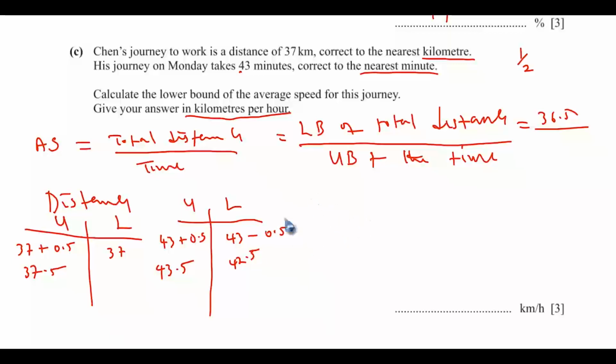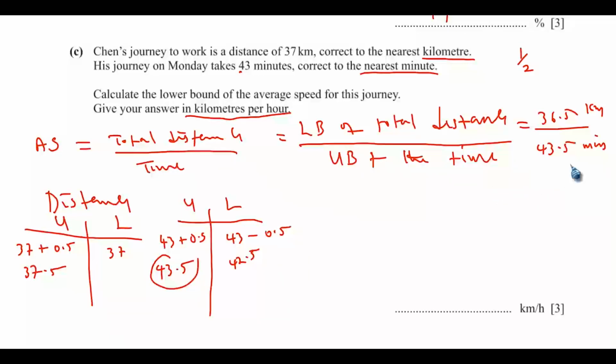So we need the upper bound, which is this. So it will be 36.5 divided by 43.5. This will be in kilometers, and this will be in minutes. But we are asked to leave the answer in kilometers per hour. So that means we need to convert 43.5 minutes to hours.